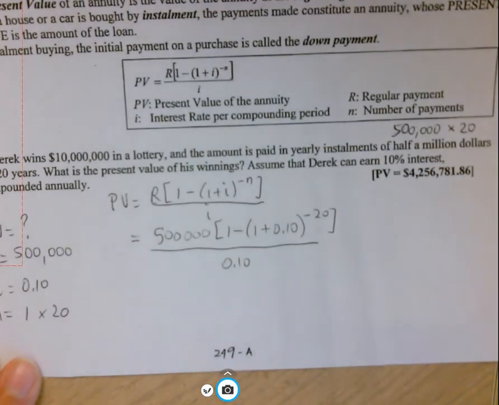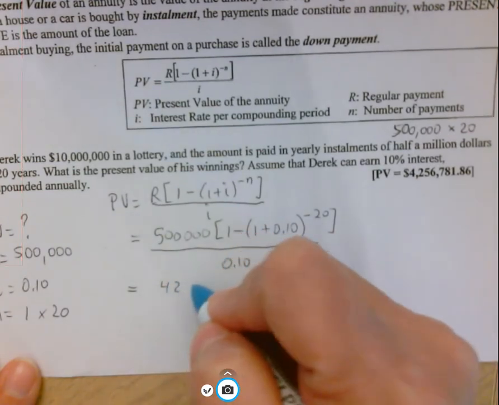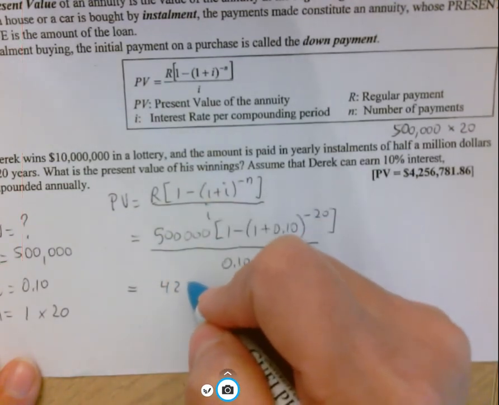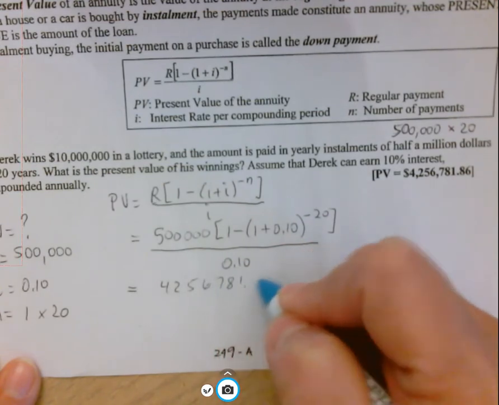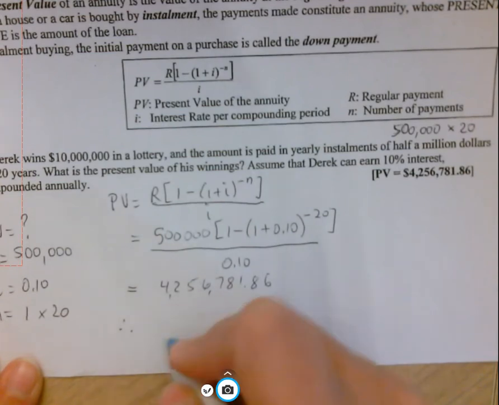So please check with your calculator. If you want, pause the video right now. Try this with your calculator. Make sure that you get the same answer as me. Okay, so it works out to be 4,256,781.86. And we always answer in a sentence.